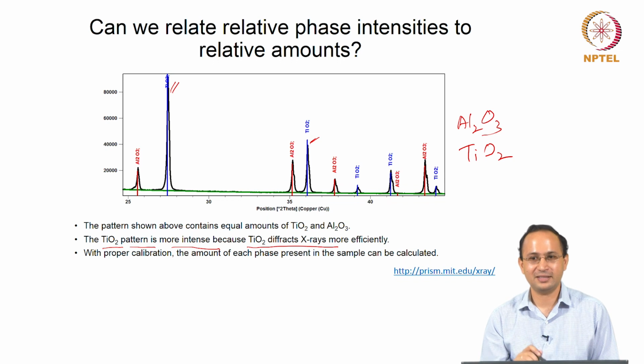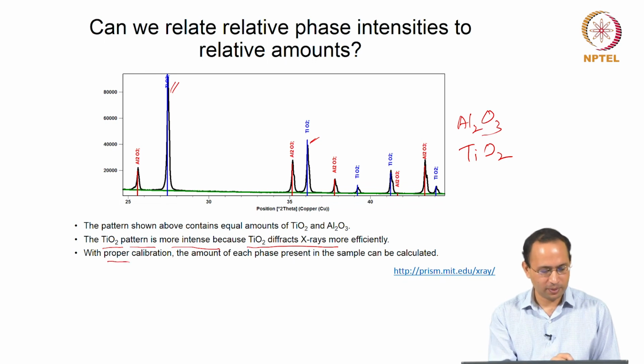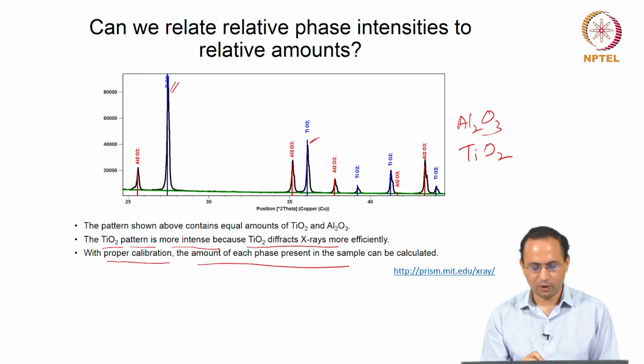You can't just go by intensity; oftentimes people make this mistake when they compare the amounts based on the intensity, okay. This is one example. But with proper calibration, maybe the amount of each phase present in the sample can be calculated. You will have to do proper calibration, okay. We will come back to that, how to do quantitative analysis.